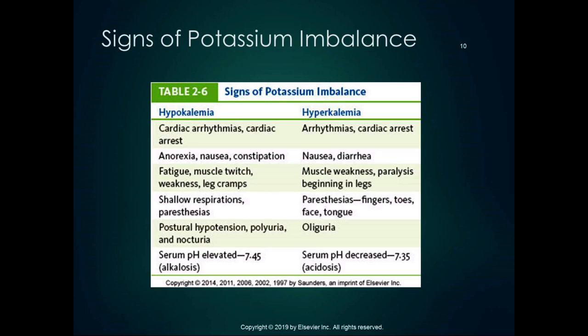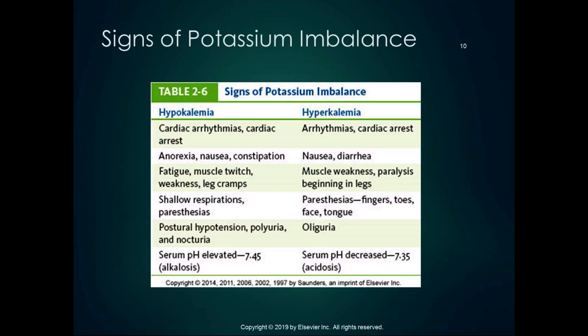It affects your breathing. Shallow respirations and paresthesias, which are abnormal sensation, basically, like tingling, zinging. Hyper or hypo can cause those paresthesias. With hypokalemia, you get postural hypotension, meaning you stand up and your blood pressure drops. You can get polyuria, which is lots of urine, and nocturia, which is urinating at night. And hyperkalemia can cause oliguria, which is excessive proteins in the urine.